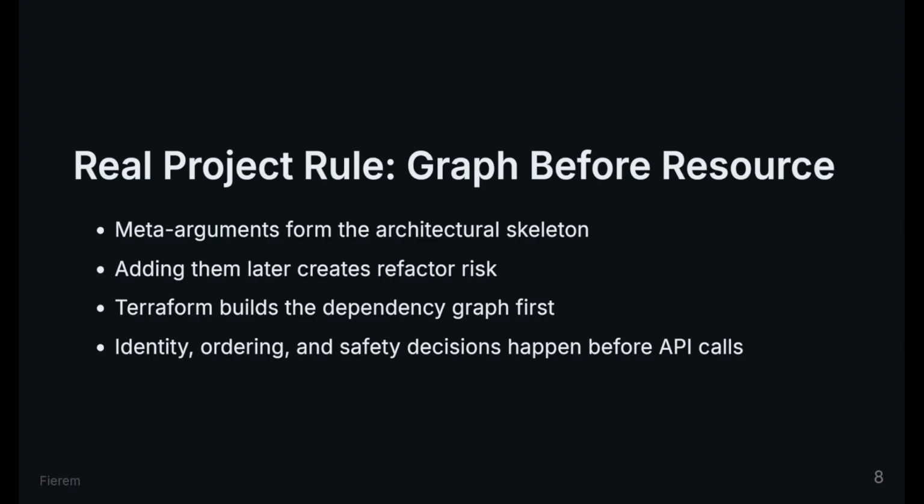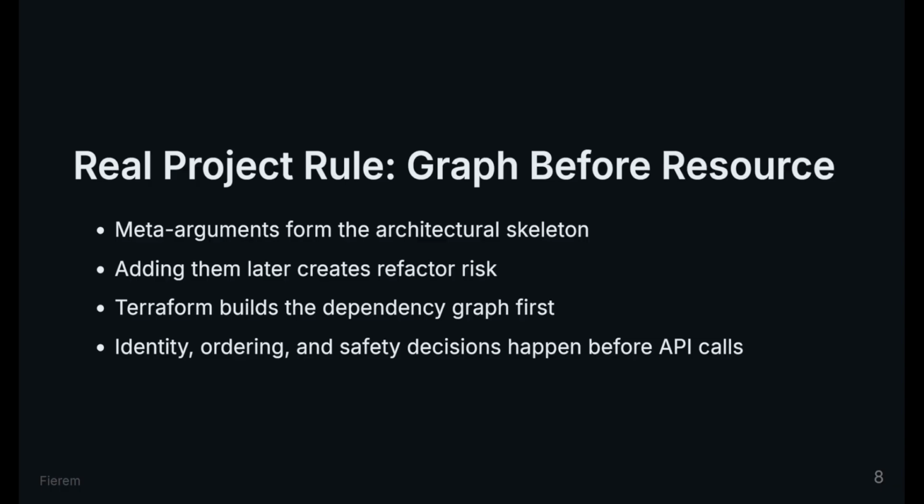Meta-arguments are the architectural skeleton of Terraform code. Adding them after a resource already works is like trying to change a building's foundation after the walls are up. The mechanism is Terraform's dependency graph construction. Terraform determines identity, ordering, safety constraints, and execution routing before any provider API request occurs.